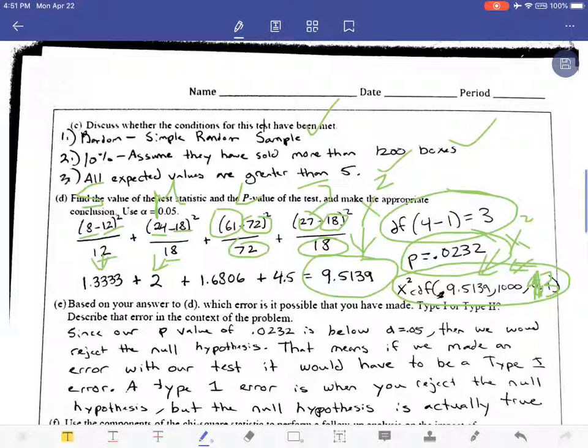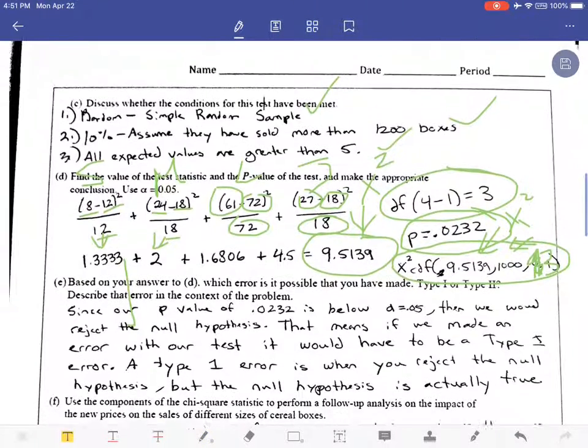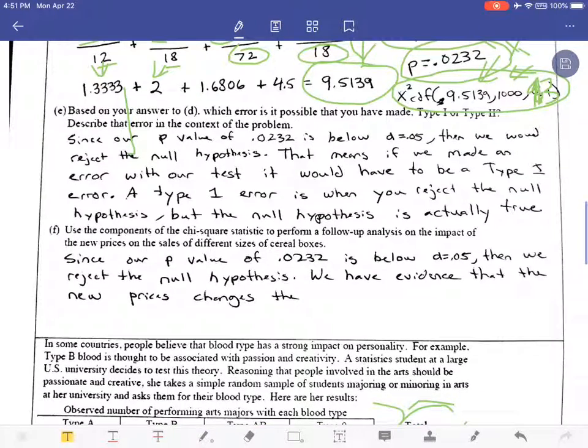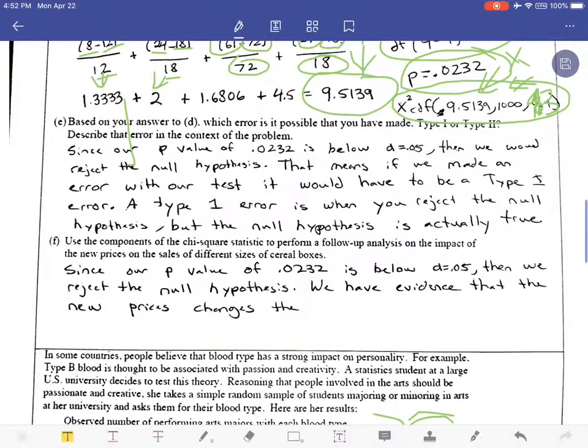All right, so going down to our analysis, I'm going to skip part E for a second and go down to part F. So we can say since our p-value of 0.0232 is below our significance level of 0.05, then we have statistically significant evidence to reject the null hypothesis. So what that means in context is we have evidence that the new price changes the number of boxes sold in each of those categories.